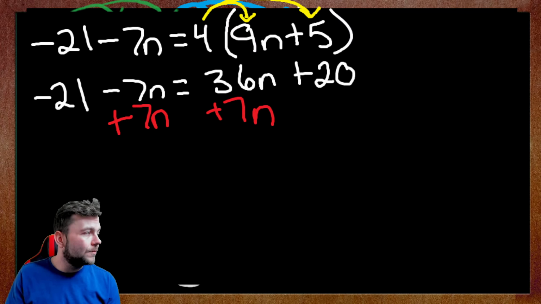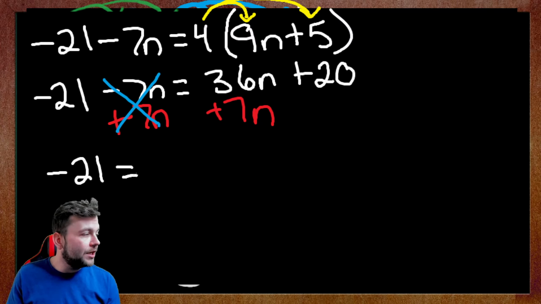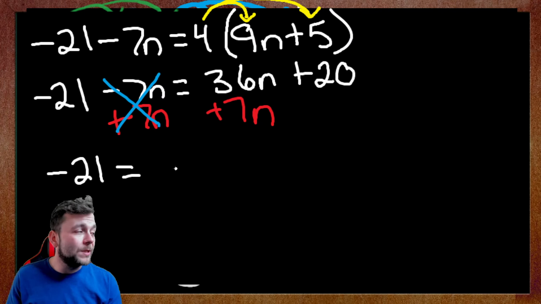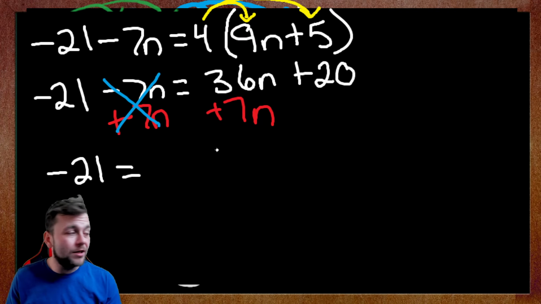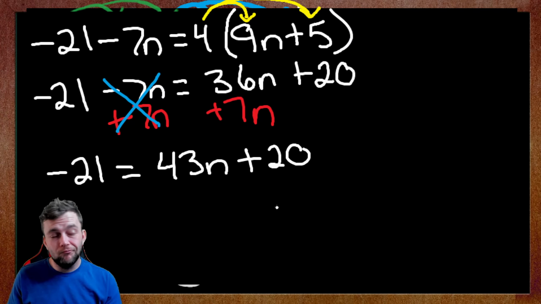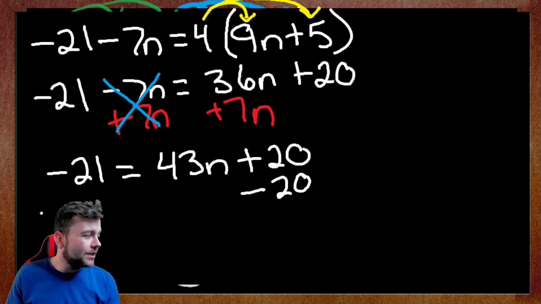All right. So that cancels out to 0. We get negative 21 equals 36n plus 7n. What is that? That is 43n plus 20. Okay. It's looking okay. It's going to be a gross fraction, a super gross fraction. I can tell you that right now. So we're going to subtract 20 from both sides.